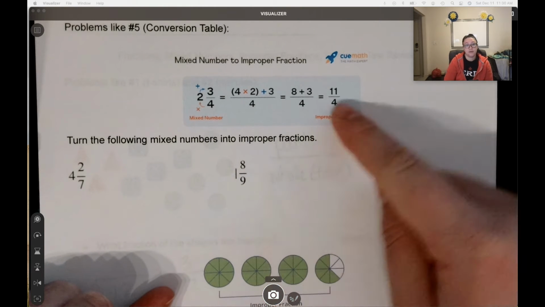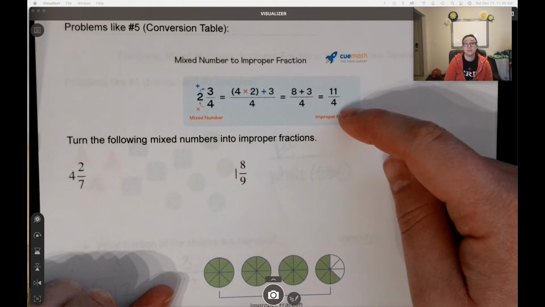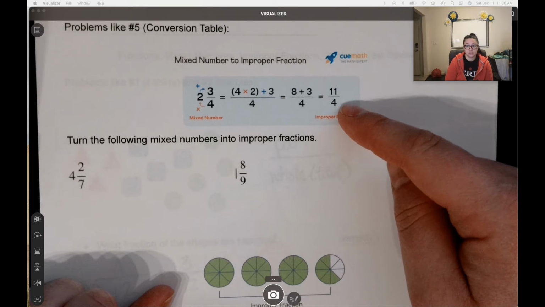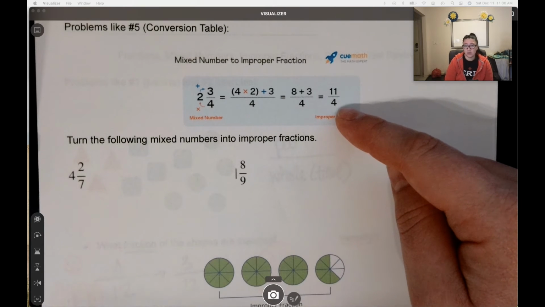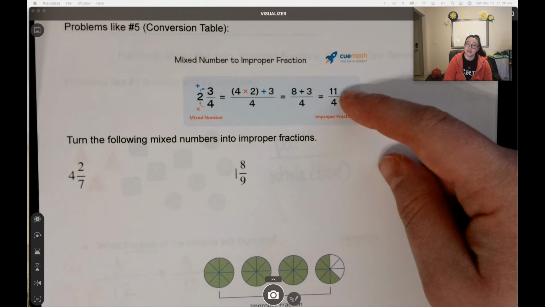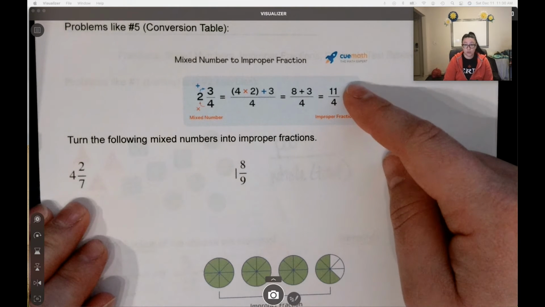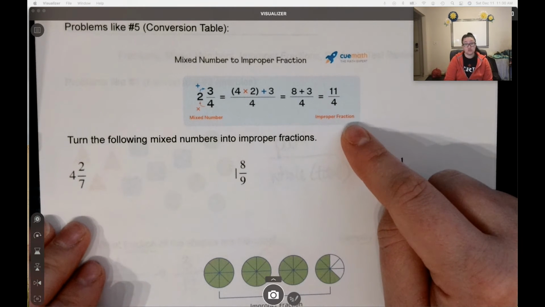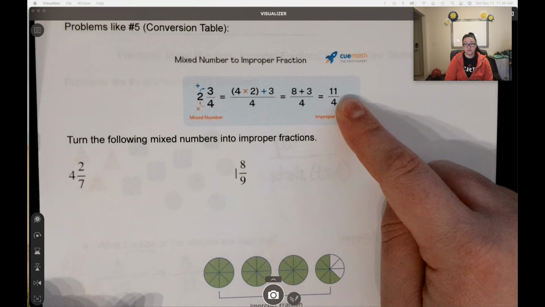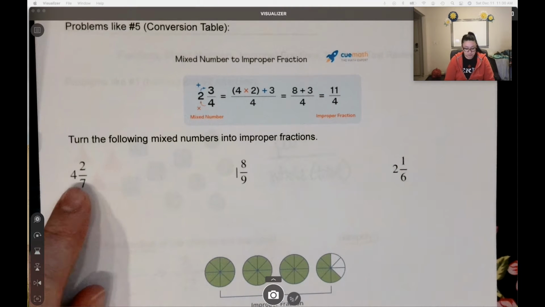With an improper fraction, our numerator is bigger than our denominator. Our numerator is bigger than our denominator. And do you see a whole number out front there? The whole number is gone. It became part of the numerator. That's how it got bigger. So for improper fractions, there's no whole number out front, just a fraction, numerator, and denominator.